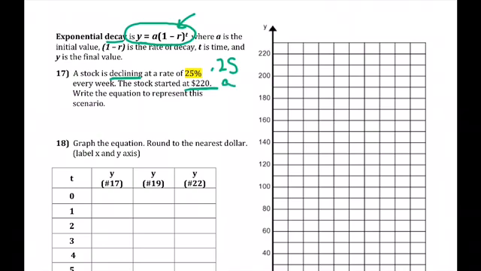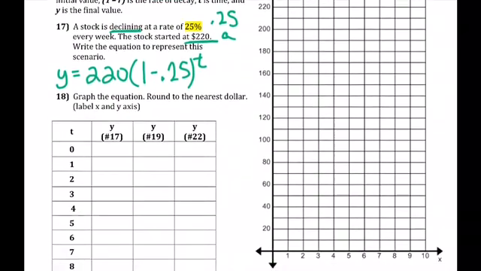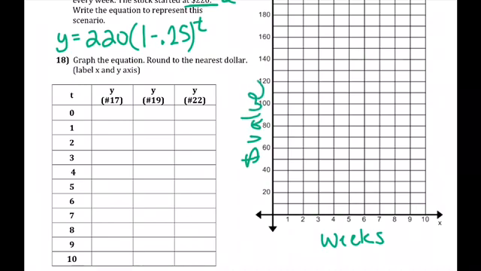And so writing an equation, it's going to be y is equal to our initial value, 220, which is what we start with. Then we're going to do 1 minus, because it's decreasing, or it's decay, 0.25, and then to the x or the t power. And so that's our equation. And so again, let's label our x and y axis. And so these are the number of weeks on your x-axis. And this is our dollar value of our stock.